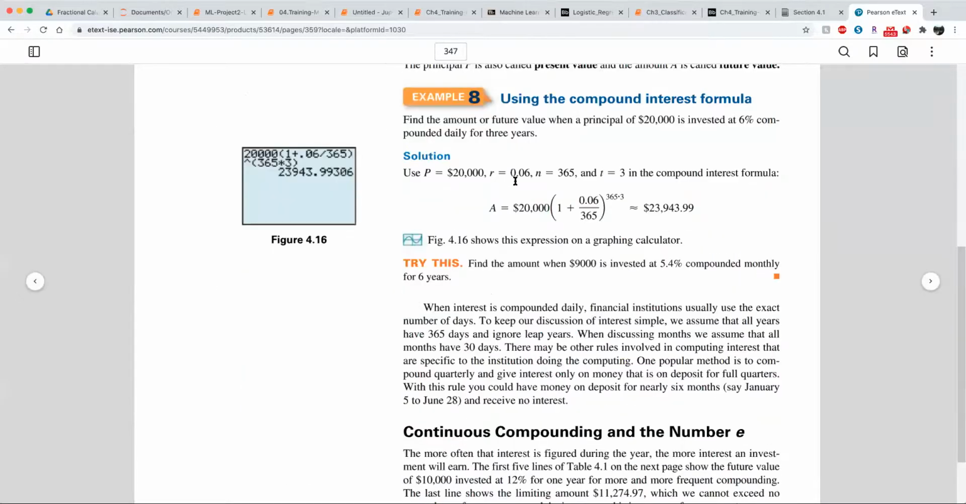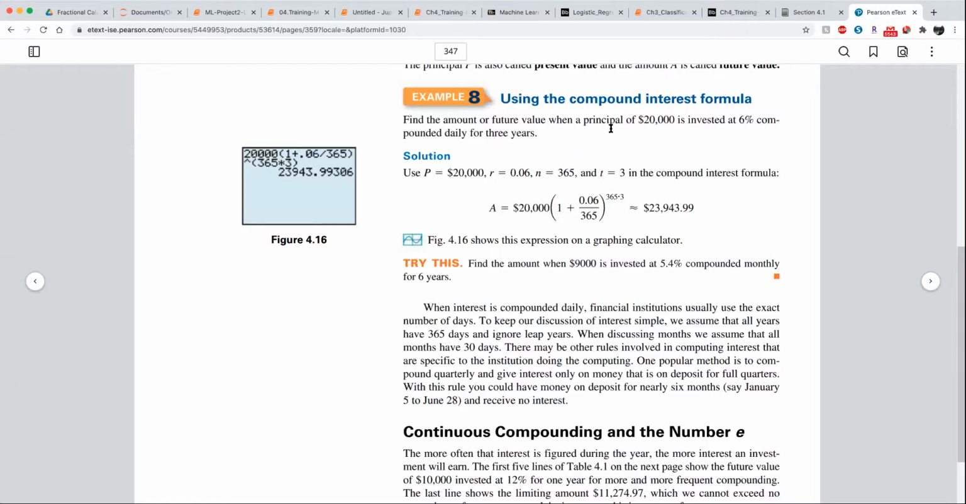Okay, so let's see example 8. Find the amount, or future value, when a principal of $20,000 is invested at 6% compounded daily for 3 years. So see that compounded daily, then n must be 365, because n is the number of times compounded per year, and 1 year is 365 days. So n must be 365.